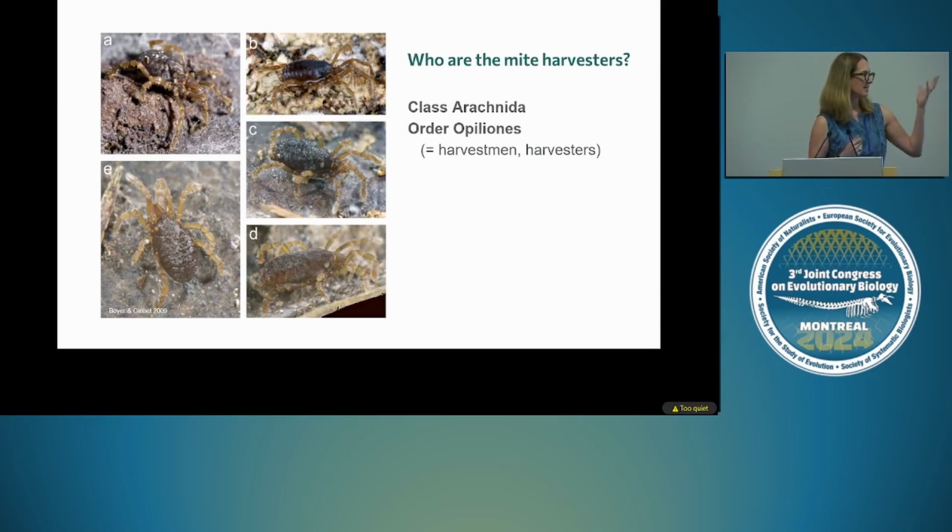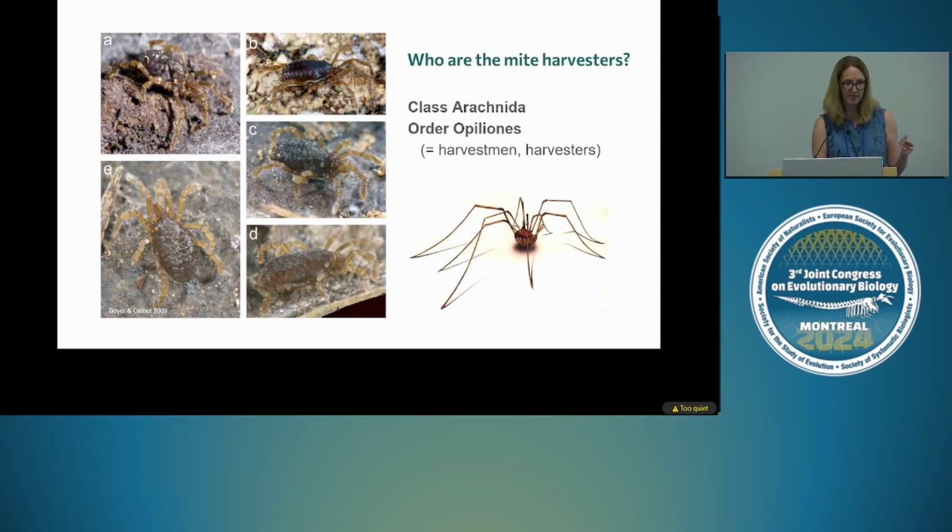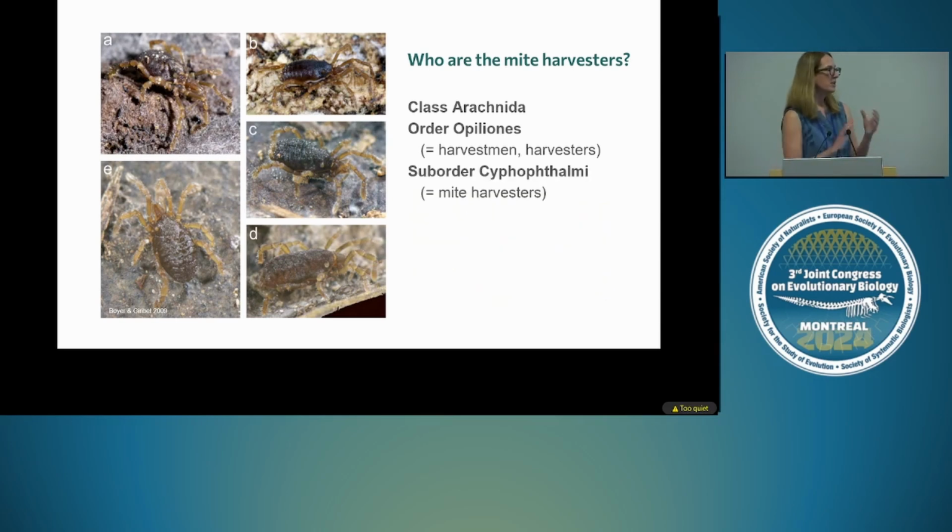These beautiful animals that you see here are the mite harvesters. They're arachnids, but they're not spiders. They're in the order Opiliones, which many of us refer to as harvestmen or harvesters. The most familiar of these is going to be the animals that many of us call daddy longlegs, like the one that you see here. But within Opiliones, the animals I work on are the suborder Cyphophthalmi. So this is a group of a few hundred species that are distributed all over the globe. They all look basically exactly like this.